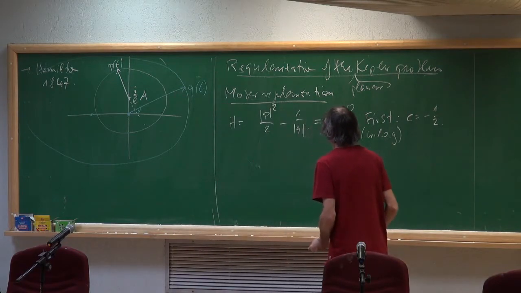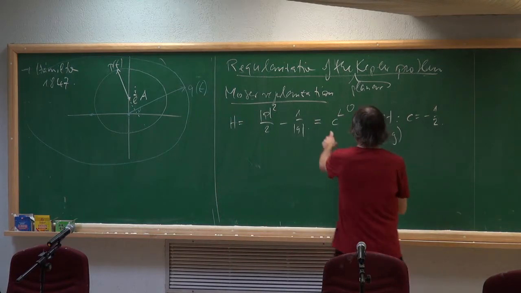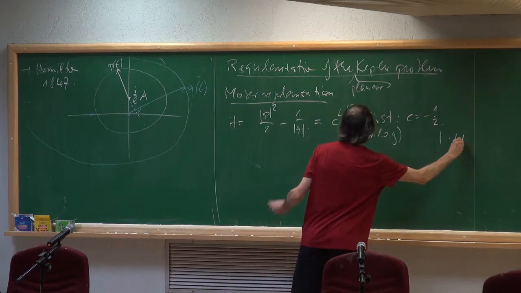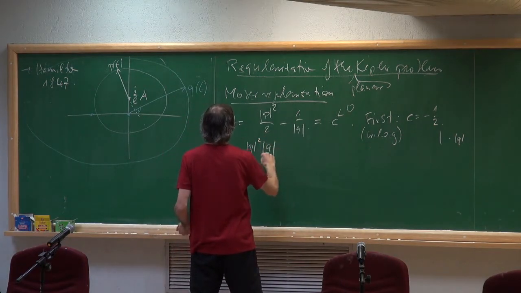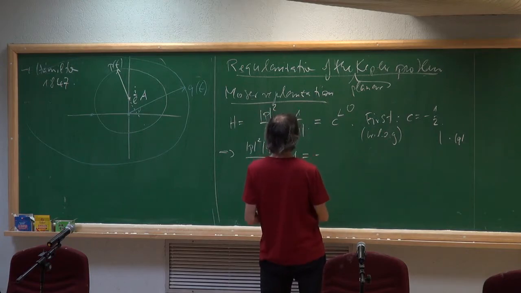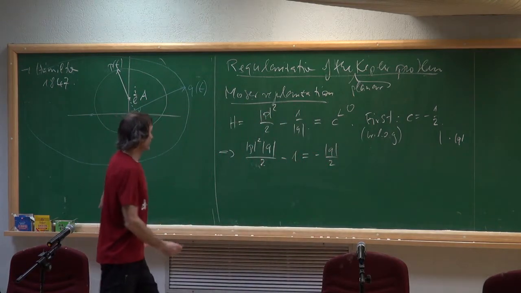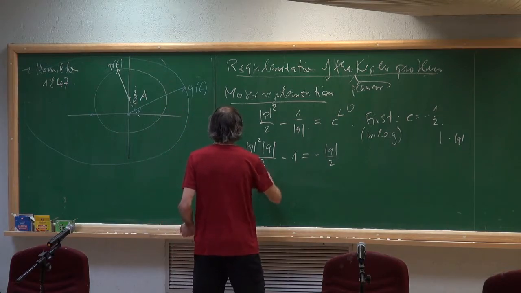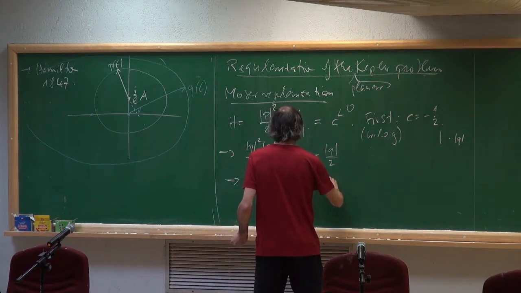So then let's do some transformation of this one. Let's multiply this equation by the absolute value of Q to get rid of the singularity here on the right-hand side. So then we get p squared q over 2 minus 1 is equal to minus q over 2. Or I can write it as follows: p squared plus 1 divided by 2 multiplied by q is equal to 1.